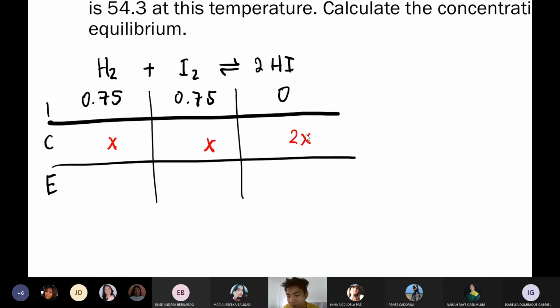For this part. Okay, it follows the conservation of mass, no? Yung ating stoichiometry. So kung ano yung coefficient, ganun karami yung change niya. Twice, no? Yung change niya. So that will be 2x. Again, pag may coefficient, you multiply with the x.